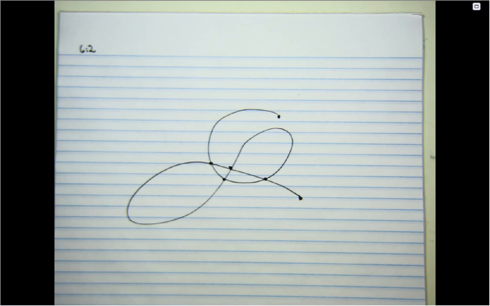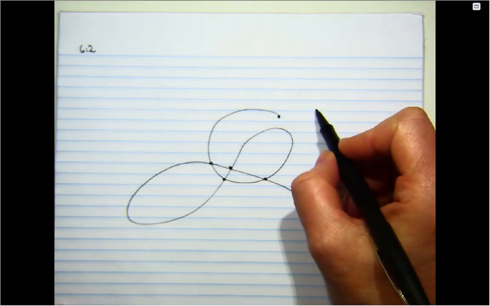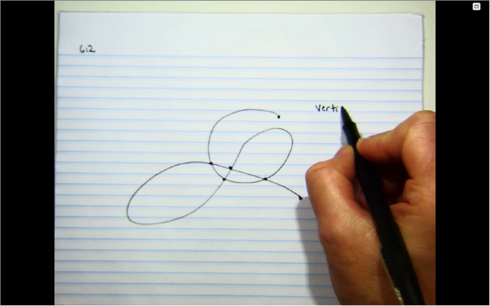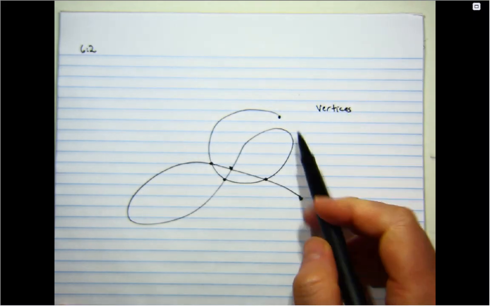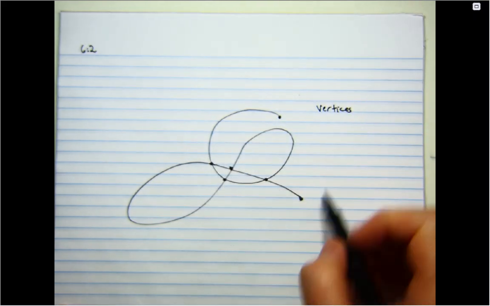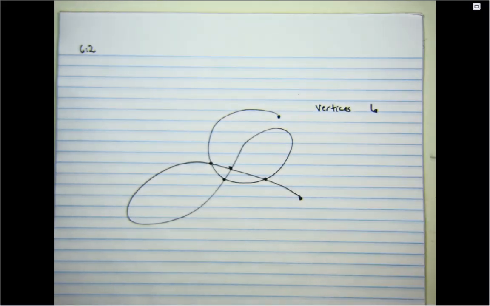So maybe yours was real simple. Maybe yours was just a line. Then you just have a dot at the beginning and the end of your line. But if you made any loopies crossing, then where they cross, we're going to have a dot. Those are what we call the vertices. So on mine, I have 1, 2, 3, 4, 5, 6. So see how many you have.